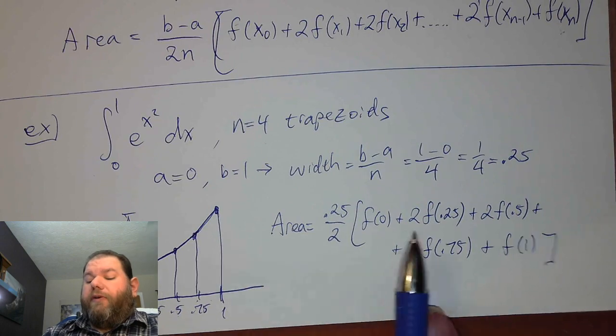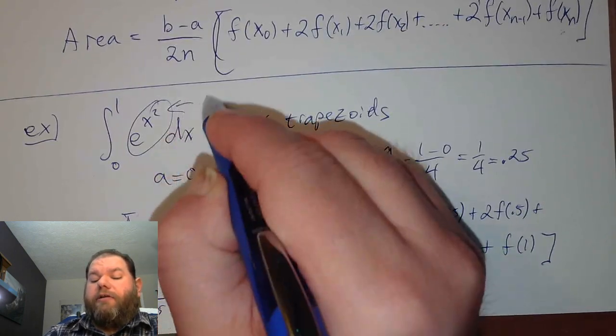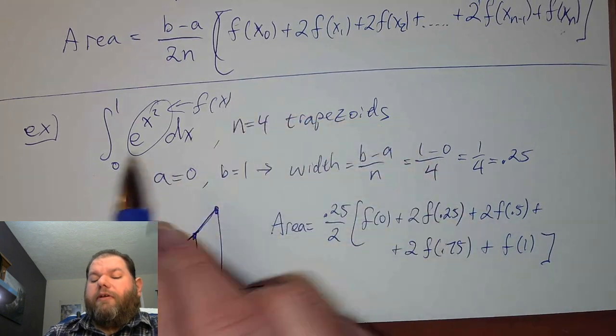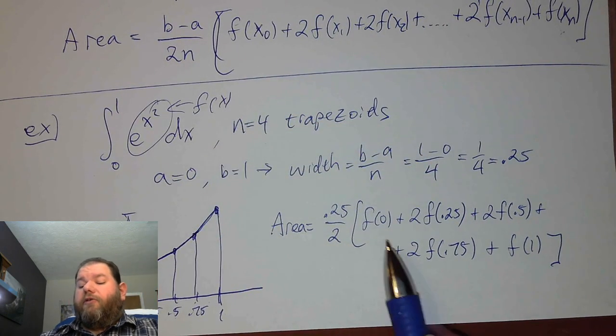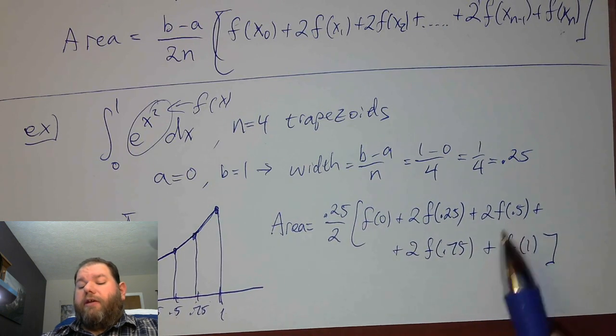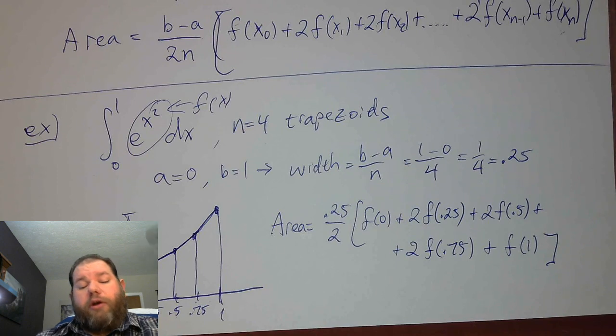Now, when we say f of 0, here's f of x right here. That's the function that's being integrated, e to the x squared. So we're going to plug each of these values into that e to the x squared function and calculate them. What I would recommend is going to 4 decimal places. It's usually reasonable enough that we'll be okay with our accuracy. And that's actually what I'll use on the exam whenever we get to that.